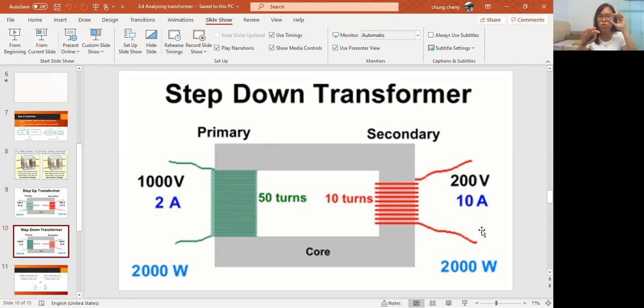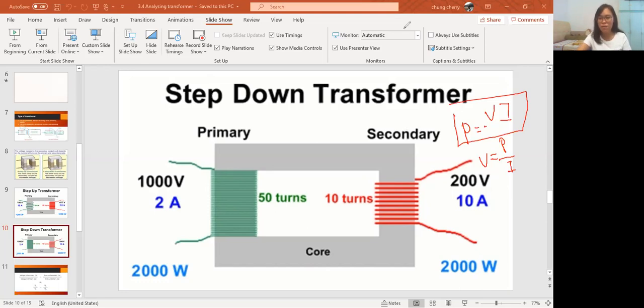Then if you are using the formula P equals to VI, when P is the constant, we will use V equals to P over I. In other words, if you put it inside the formula, you will realize that the current is different in the two parts of the transformer, primary and secondary. Using this formula, P equals to VI, to find out the answer.